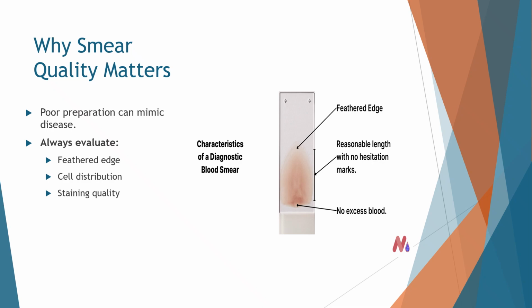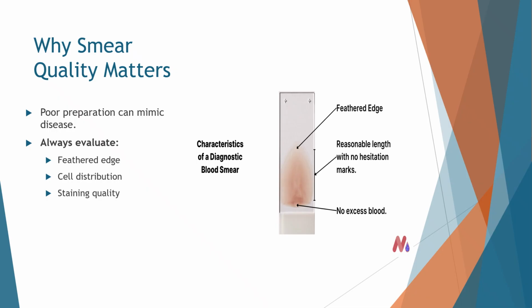Here's a truth every histotechnologist eventually learns. Bad preparation can create fake disease. A poorly made smear can mimic anemia, leukocytosis, platelet disorders, or even malignancy. And the scary part? Under the microscope, artifact can look very convincing. That's why, before evaluating cells, we evaluate the slide itself.